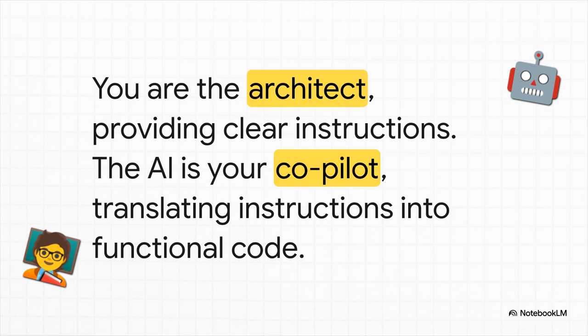Here's the shift in thinking. You don't need to be the builder anymore. You need to be the architect. Your job is to have the vision and provide clear, precise instructions. Your Copilot, an AI coding assistant like GitHub Copilot, will take those instructions and translate them into working code. This completely flips the script. It turns what would have been months of painstaking coding into a few weeks of directing.